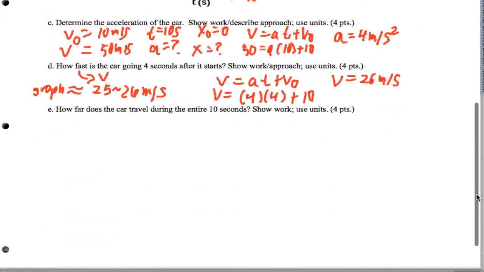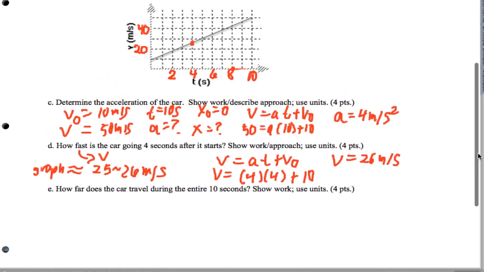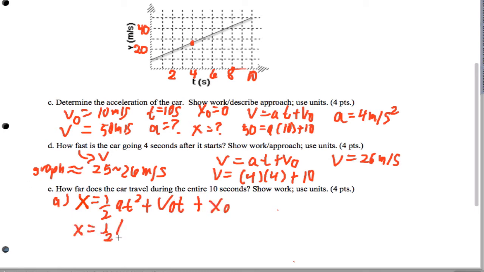If we continue with this problem, we want to know how far the car travels during the entire 10-second time. So we're going to get x equals 1/2 at squared plus v naught t plus x naught. And then we plug in our numbers. We get x equals 1/2 times 4 times 10 squared plus 10 times 10. And that gives us 300 meters.